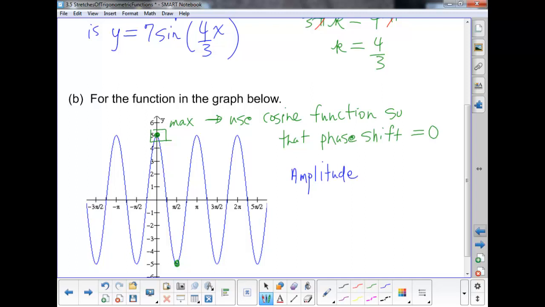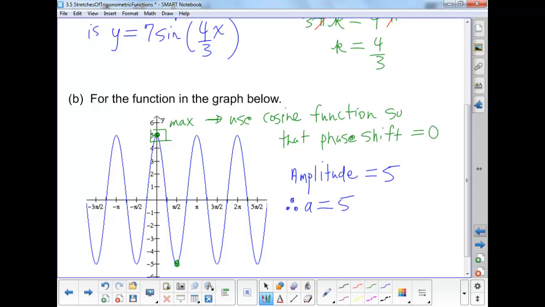Now, easiest thing to do is picture, from my midline, which in this case is the x-axis, to my maximum, that would be representative of the amplitude. So my amplitude in this case is 5. Because we're starting at a maximum on the y-axis, when we decide what our a value is, we don't need this function reflected. So my a value should be positive. It should be positive 5.